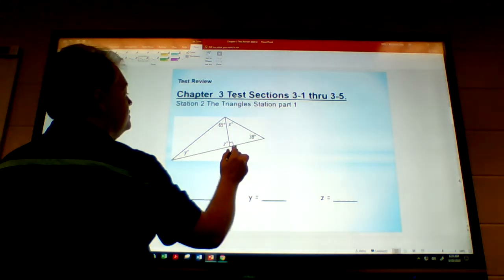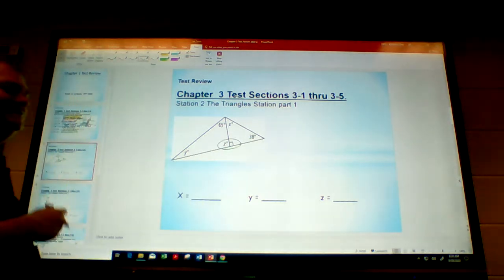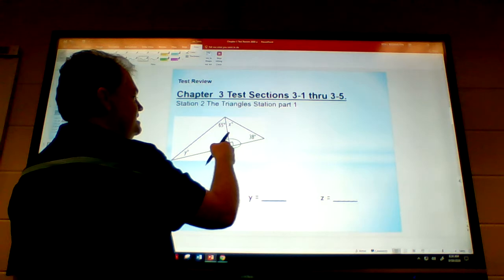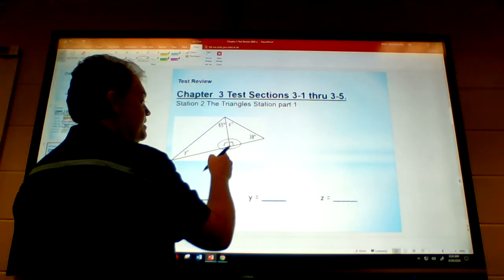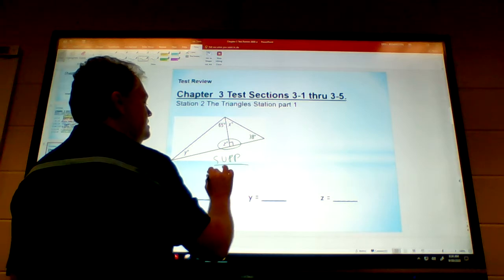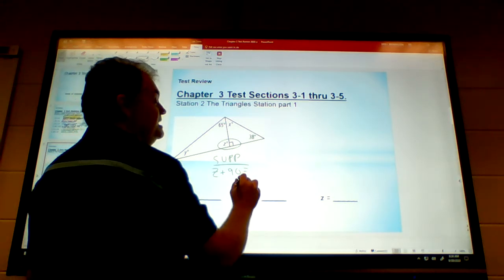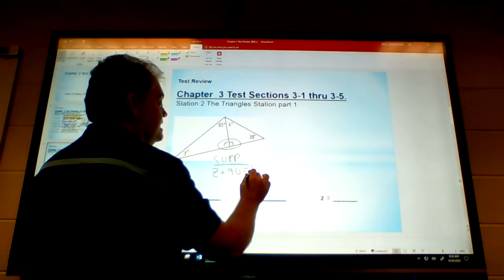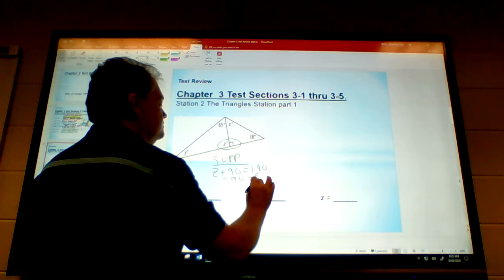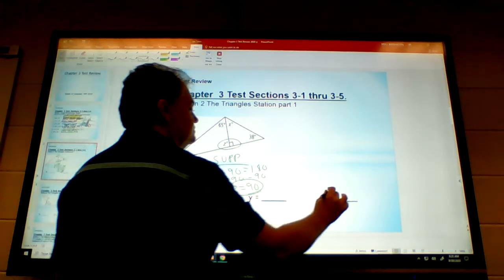Let's go ahead and start with Z. It doesn't matter which angle. In some cases it does, but in this case it doesn't. Here's what you know. You know that Z and this angle are supplementary. So I'm going to write supplementary: Z plus 90. Now remember, when you see a square in the corner like that, that means it's a right angle. If it's a right angle, it's 90 degrees. So these are equal to 180. So you subtract 90. So Z equals 90 degrees.